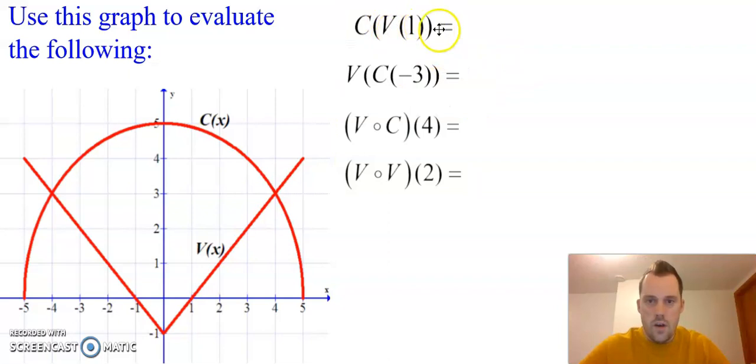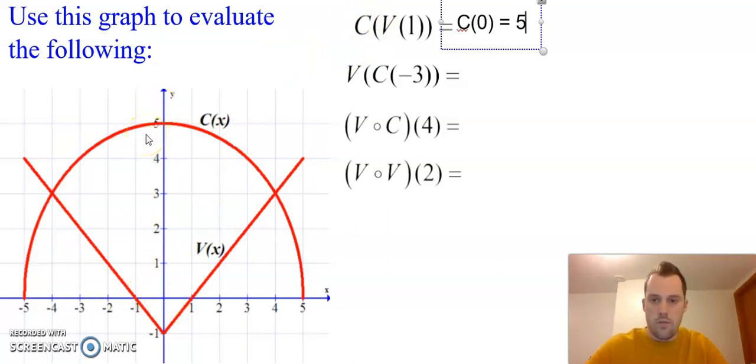So for c of v of 1, this is the preferred method for me to read it, because then it's easier to look at how I go inside out. So 1 is my input into my v function. On my x-axis, I go to 1, and my graph is actually right there, and that's a y value of 0. So my output for v of 1 is 0, and now that's my new input into the outside function c. So now x equals 0 on our c function gives us a y value or output of 5.